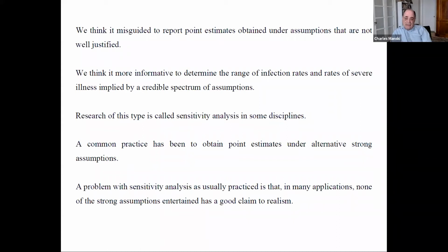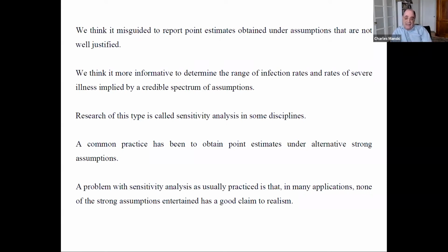Now, there's a very long-standing way of doing this, of maintaining different kinds of assumptions and seeing what kinds of results you get and trying to deal with uncertainty that way. In many disciplines, that's called sensitivity analysis. A common practice is to obtain point estimates under alternative strong assumptions and then present a range of estimates. The problem with traditional sensitivity analysis, at least the way it's traditionally been practiced, is that someone may put out this assumption or that assumption, but none of them may have a good claim to realism.